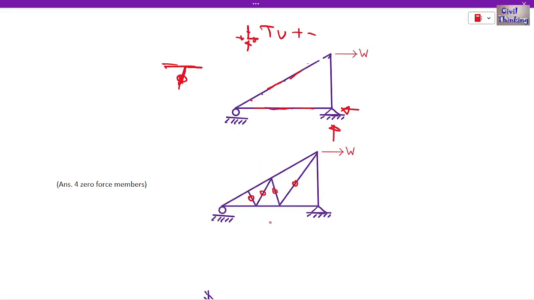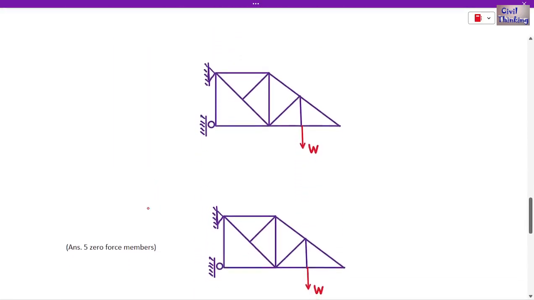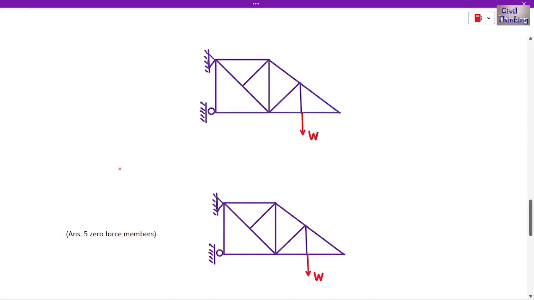So how many zero force members are here? 1, 2, 3 and 4. Okay, 4 zero force members. Now let's try this. You can pause the video and try and see if you get 5 zero force members. Okay, now let us do it.